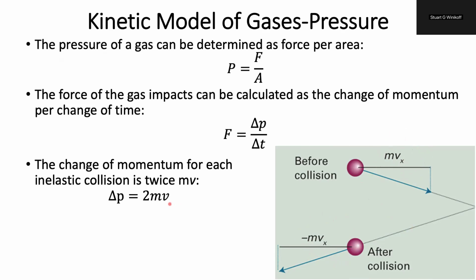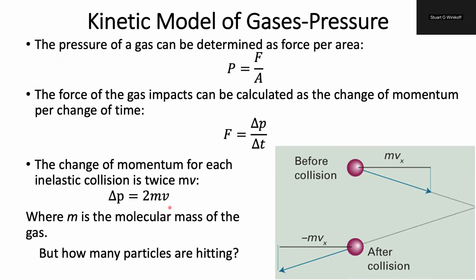And then the velocity. Now this becomes a little bit trickier. So again, m is just the molecular mass, so not the molecular weight, so the mass per mole. This is the mass per individual molecule. However, this is going to be the amount of force for every individual molecule. But how many of these particles are hitting? This is a little bit more pesky.